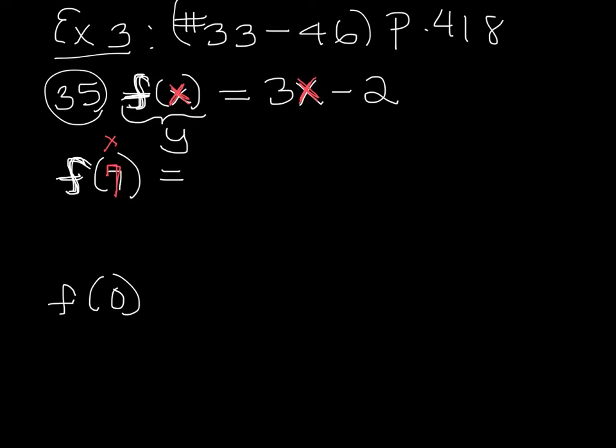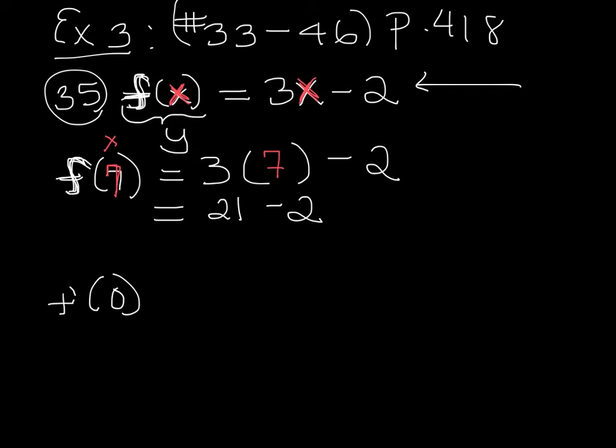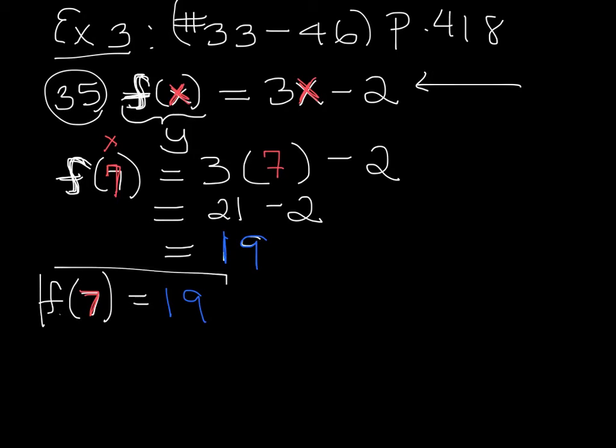So f of x means go to the f function, which is right here, and you're going to substitute 7 for x, right? So all we do is put that 7 in there. And what do we get, right? Well, this guy is 21 minus 2, and I'm going to erase this because I don't want to restrict my writing. And then we get 19. So f of 7 equals 19.